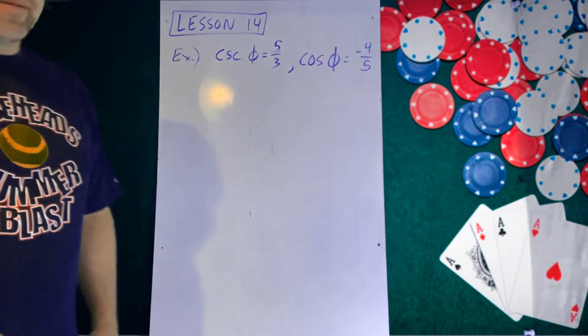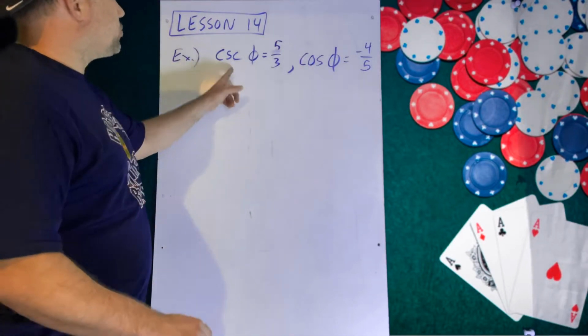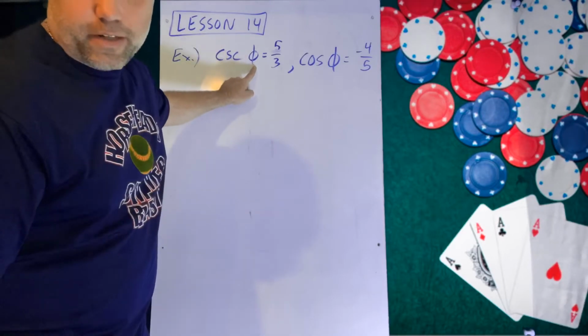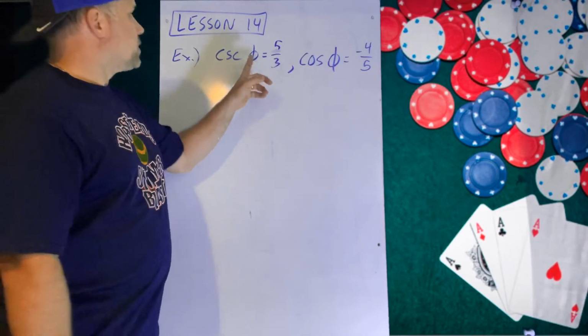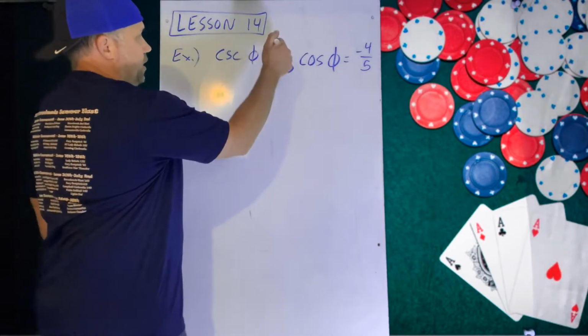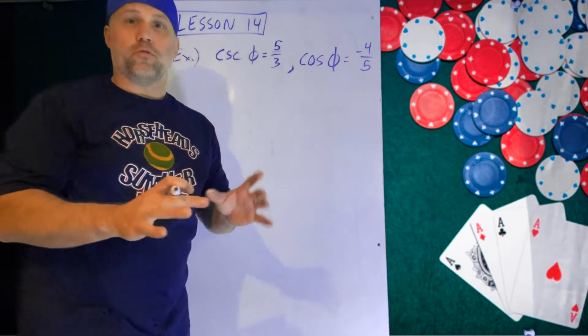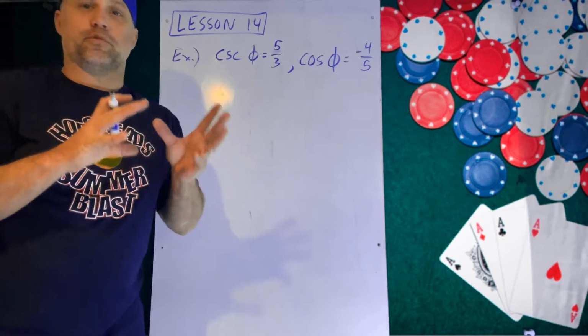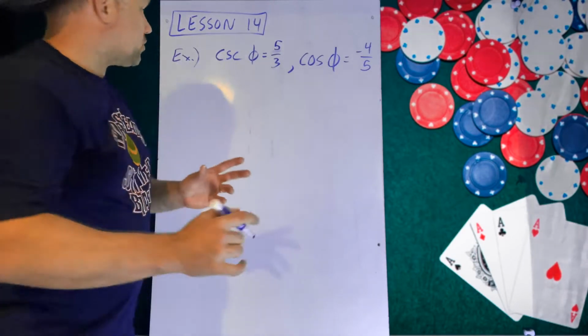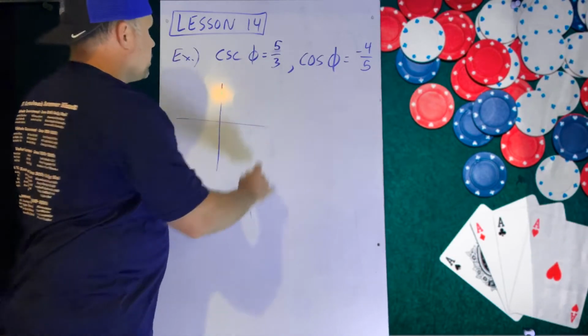All right, next example. This time I'm telling you the cosecant of some angle. I'm going to use that new Greek letter phi, just so you get used to seeing it. It's 5/3. The cosine of phi is negative 4/5. So before we get any further, we have to establish what quadrant we are in. So let's take a look at what we know here.